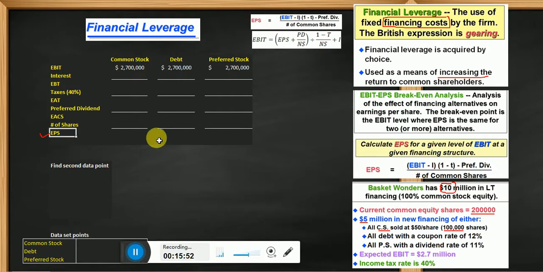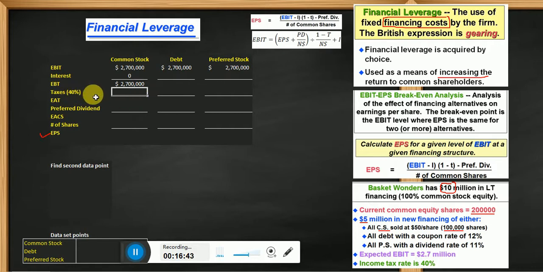Okay. So dear students, here in the second point we have interest. If you raise $5 million by issuing common shares, will we pay interest? No. Why? Because we are not paying interest when we raise funds by issuing shares. So the interest is 0 here. Next we need to compute EBT, earning before tax. From $2,700,000, when you subtract interest, how much will the EBT be while we have no interest? The EBT will again be $2,700,000.